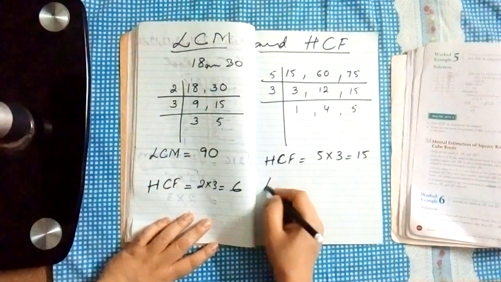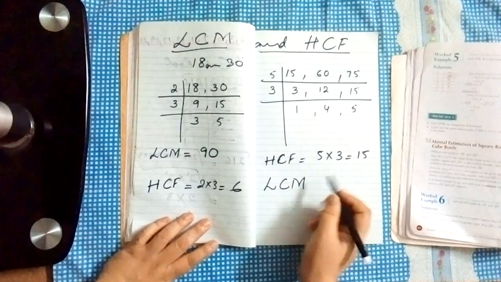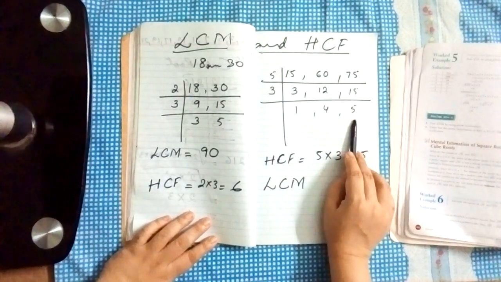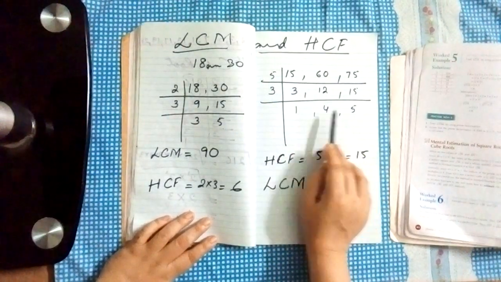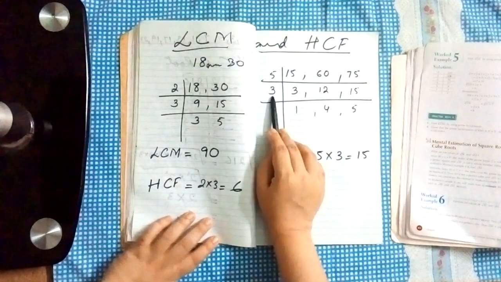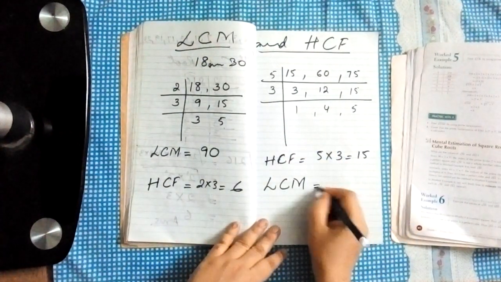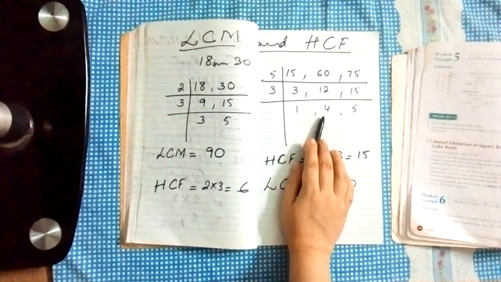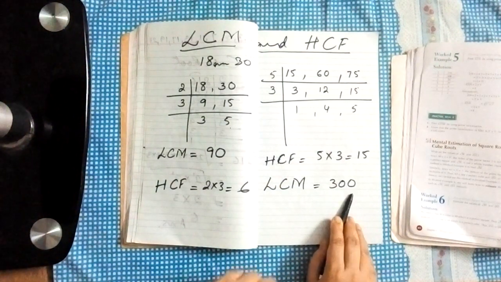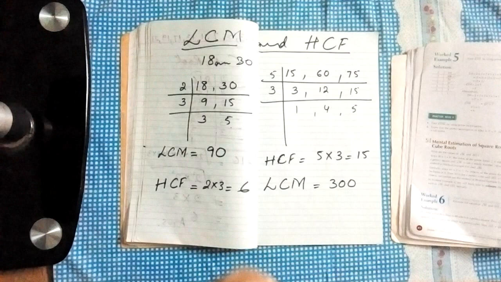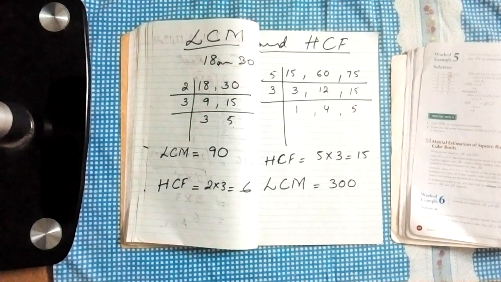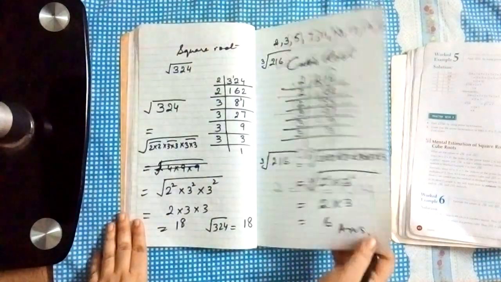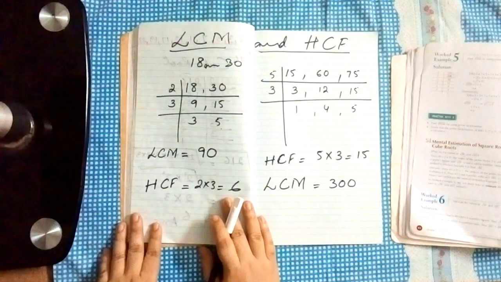And for lowest common multiple, what are we going to do? We are going to multiply the common factors and all the uncommon factors. So 5 fives are 25 into 4, 100 into 3 is equal to 300. Or 5 threes are 15, 15 fours are 60, and 60 multiplied by 5 is equal to 300. So this is the LCM of 15, 60 and 75. Hope you have understood all, how to find the LCM and HCF, how to find cube roots and square roots.